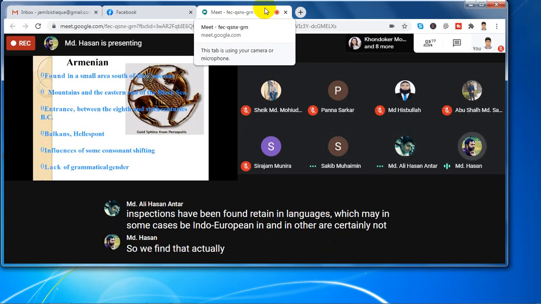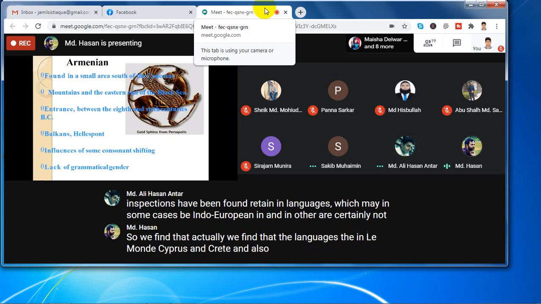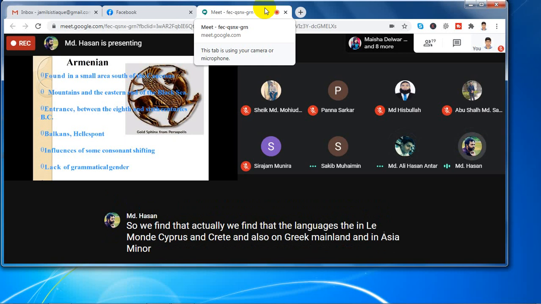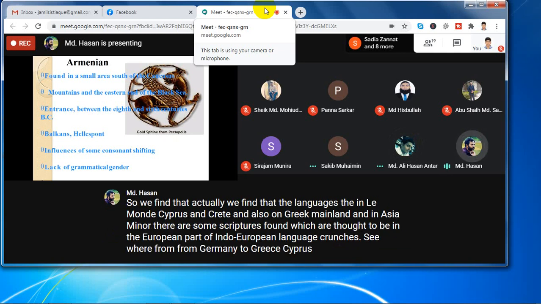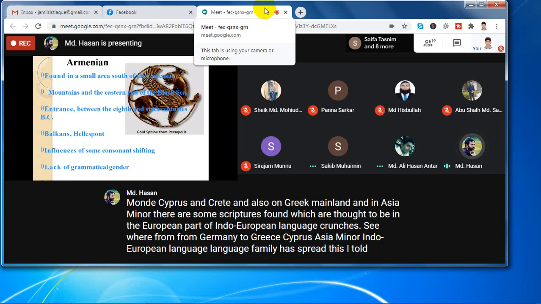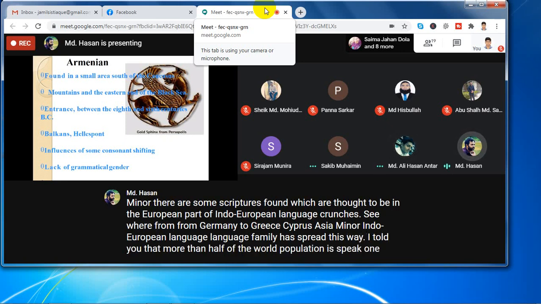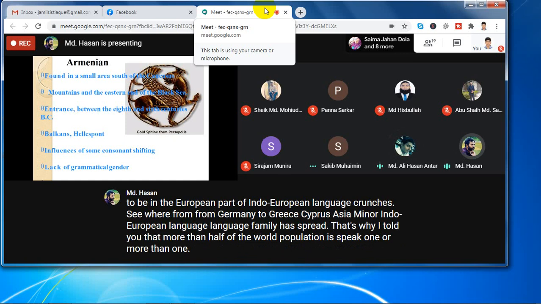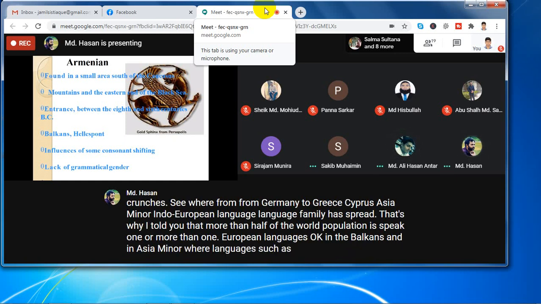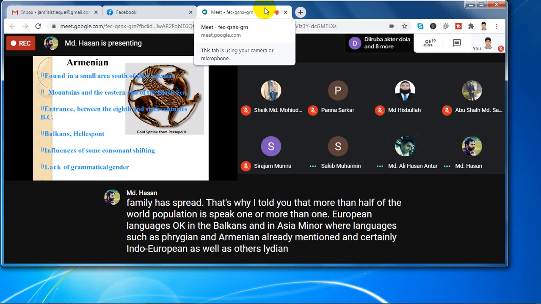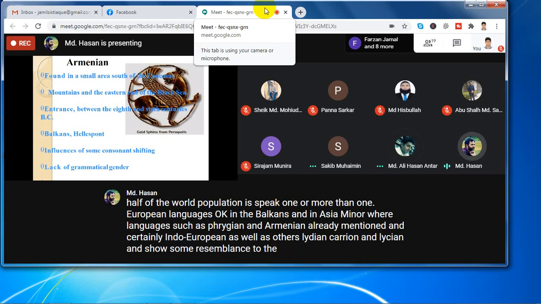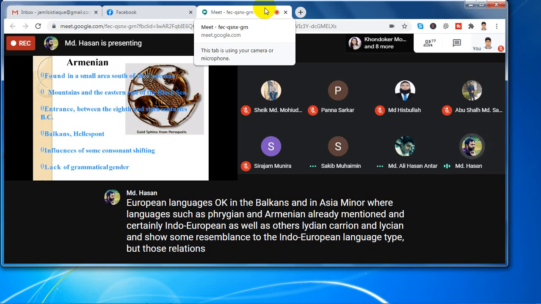So we find that actually, the languages in Lemnos, Cyprus, and Crete, and also on the Greek mainland and in Asia Minor, there are some scriptures found which are thought to be Indo-European, part of the Indo-European language branches. See, from Germany to Greece, Cyprus, Asia Minor, the Indo-European language family has spread. That's why I told you that more than half of the world population speak one or more than one Indo-European languages. Okay, in the Balkans and in Asia Minor were languages such as Phrygian and Armenian, already mentioned, and certainly Indo-European, as well as others, Lydian, Carian, and Lycian, which show some resemblance to the Indo-European language type. But those relations are not yet determined.